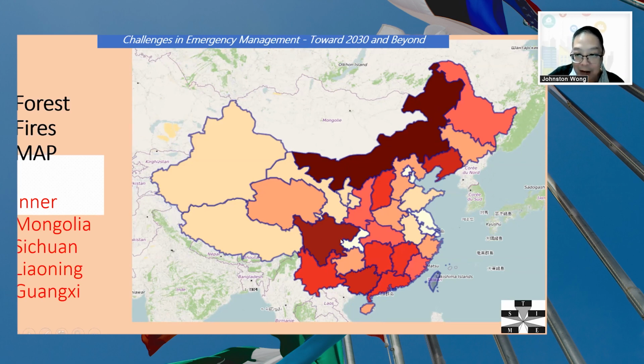But interestingly, Sichuan, which is a western province, it is in the middle. It's not in the northern part. It's in the western part, but it also has a lot of fire. And Guangxi, this province next to Guangdong, also has very serious fire. So after we find out this interesting phenomenon, we have to find out why. It raises a lot of questions for us.